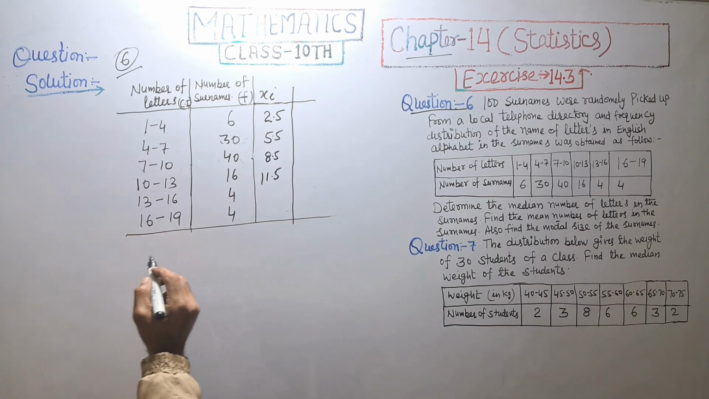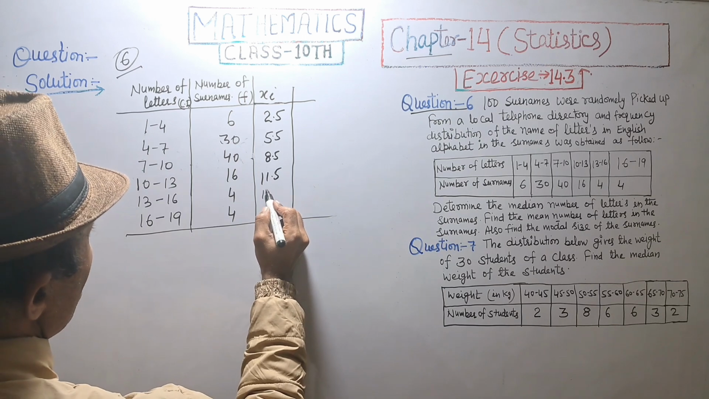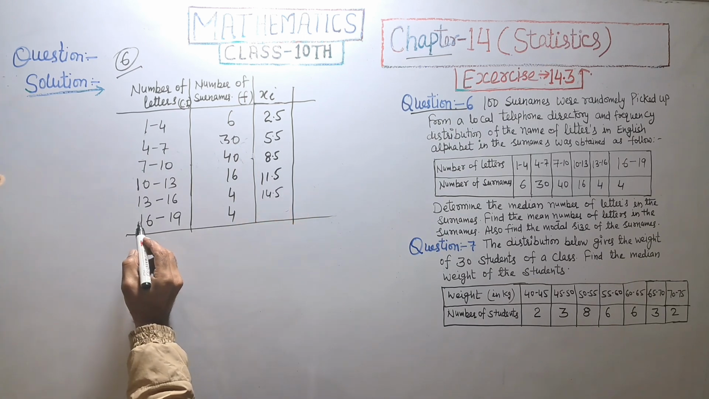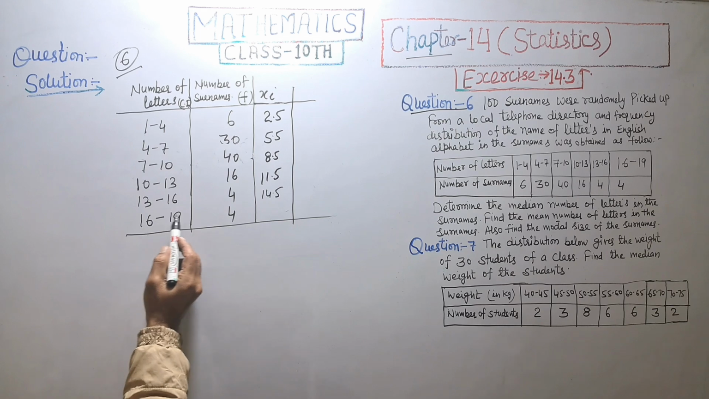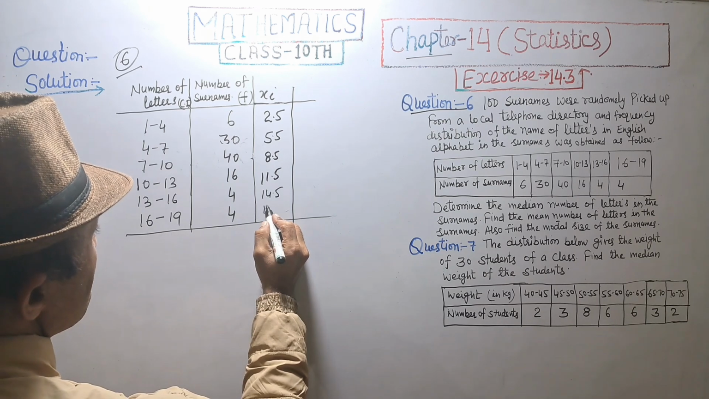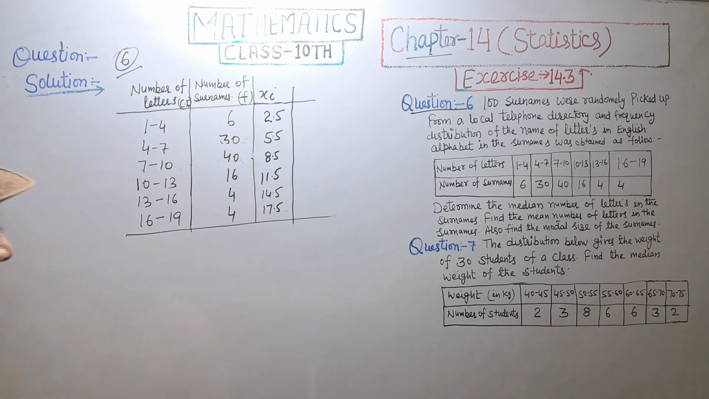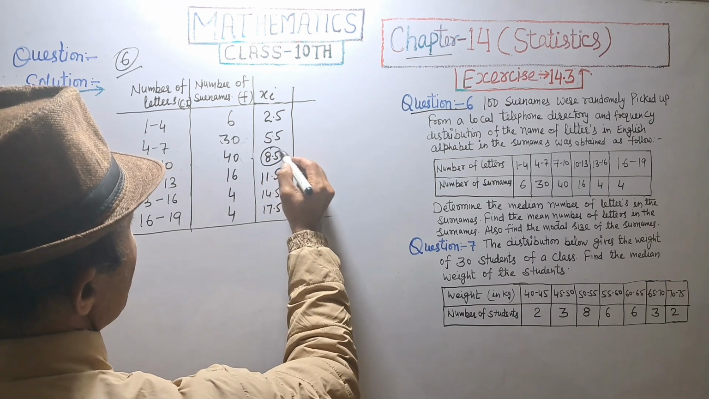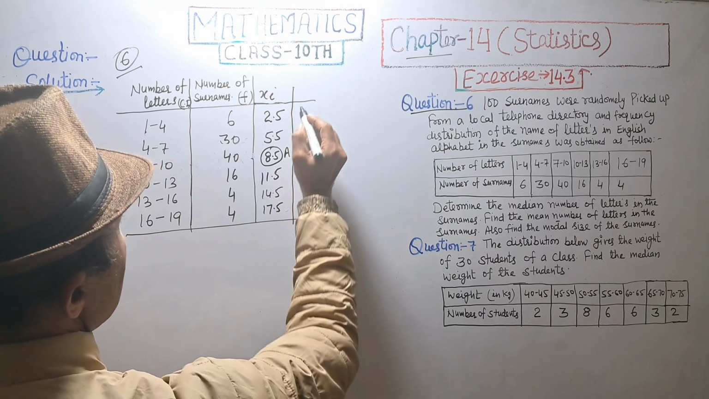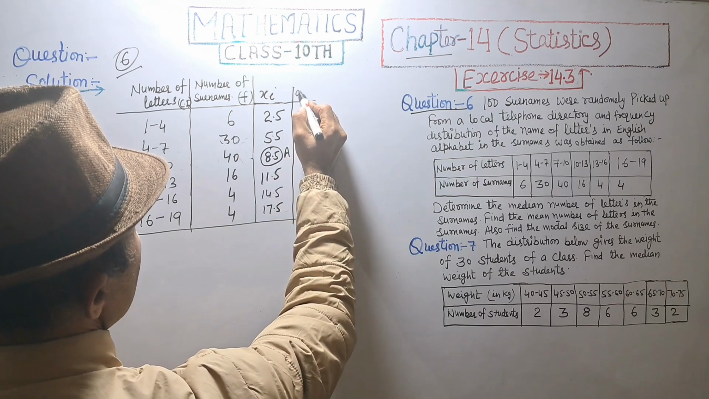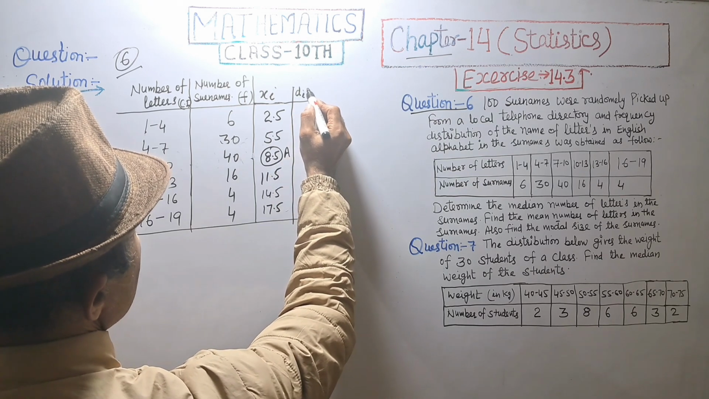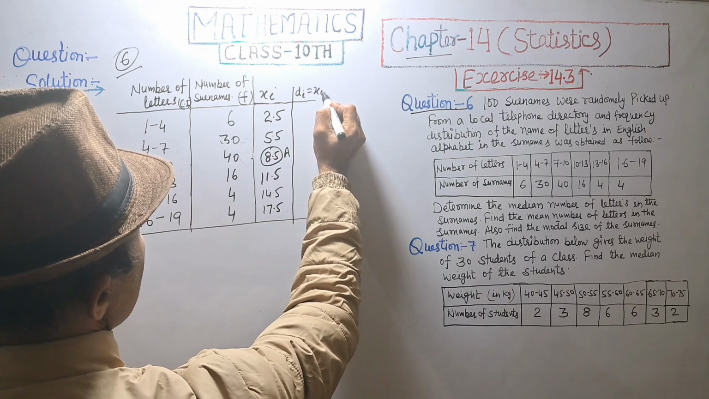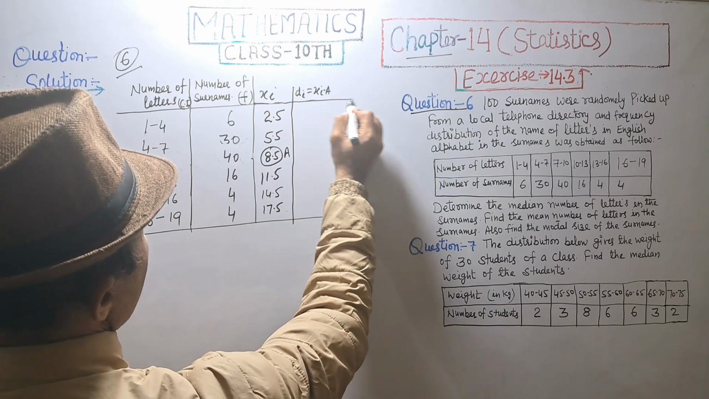13 to 16, 14.5, and 16 to 19, 17.5. Let us assume A is 8.5, then di is equal to xi minus A.